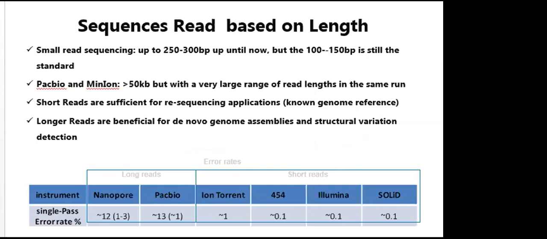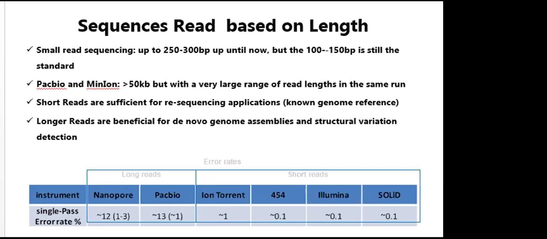So now let us understand the different types of sequence reads based on length, the size of the sequence. We need to understand that short reads sequencing goes up to 250 to 300 base pairs up till now, but 100 to 150 base pairs is still the standard. PacBio and MinION give reads of greater than 50 kilobases, but with a very large range of read lengths in the same run.